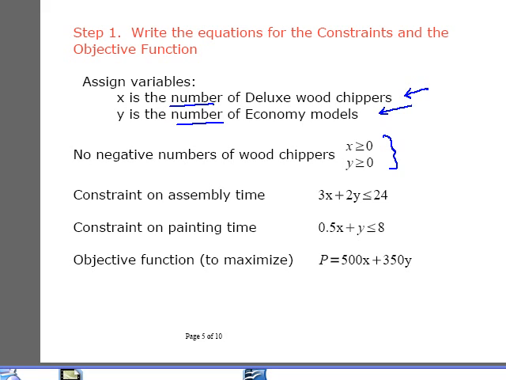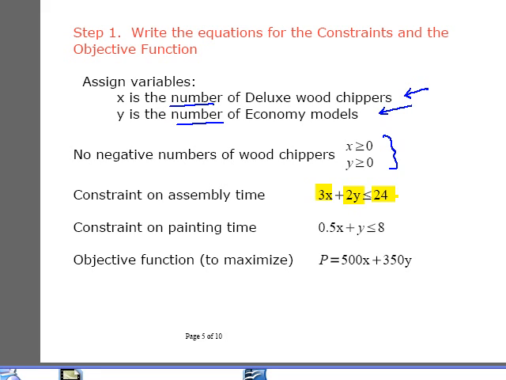Now what is the constraint on assembly time? It takes me 3 hours to assemble a deluxe one, so 3x is the number of hours I spent assembling the deluxe model. And the economy model required 2 hours to assemble, so 2y is the number of hours I spent assembling the economy model, and I'm constrained to 24 for the assembly time. So here's the equation for that constraint: 3x plus 2y is less than or equal to 24.